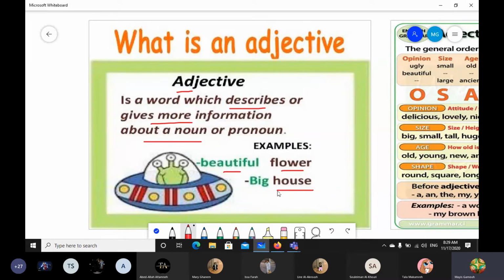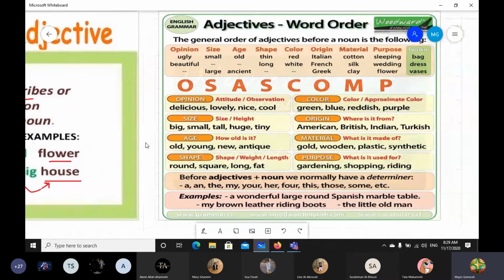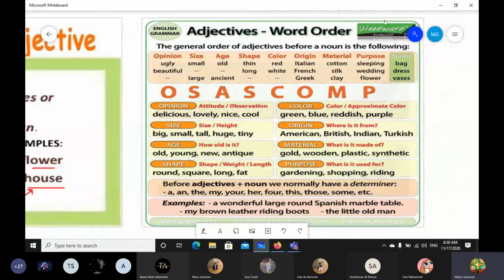If I am talking about a house, I can say big house, or small house, or a beautiful house, or, if I want to talk about the size of it, I might say a huge house. So this is what I mean by adjectives. And this slide is talking about the order of adjectives and its meaning, and it gives us a couple of examples. So let's take a look at it.